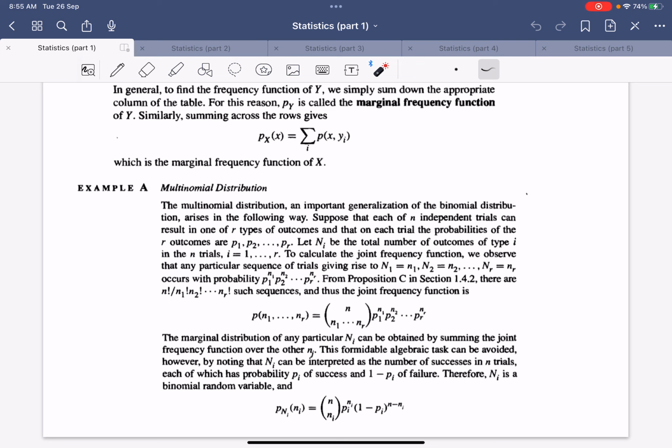And the marginal distribution for any particular ni can be obtained by summing the joint distribution over all the other nj's. That would be quite tough, but you actually realize that ni is just a binomial, so you can just use the binomial formula. So it's not too hard.